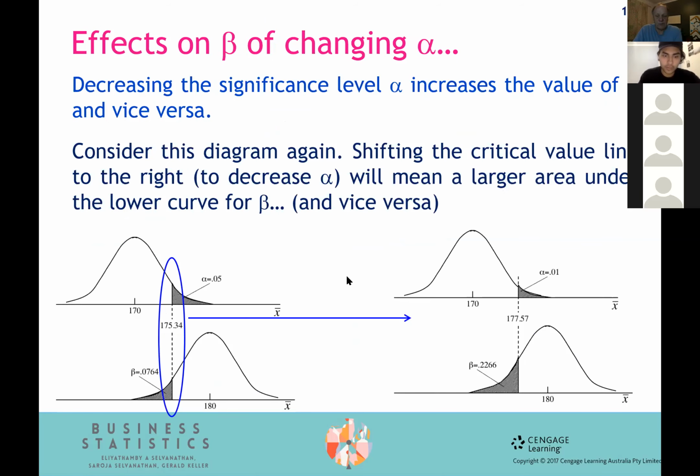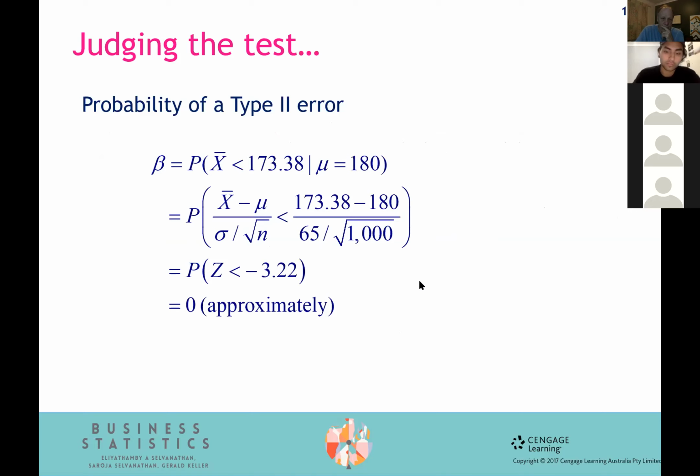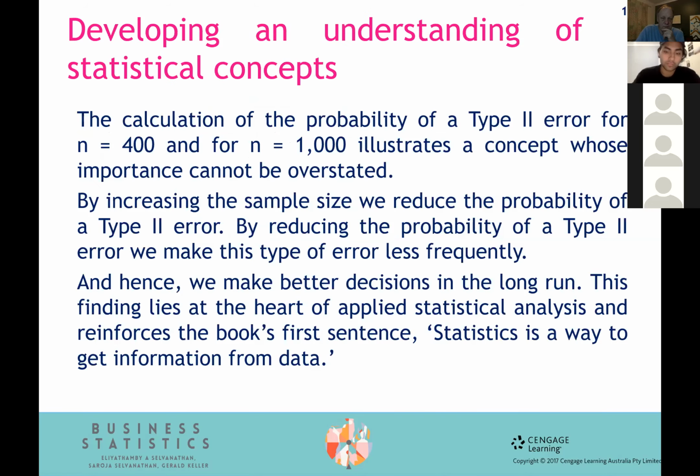Okay, I'm not going to focus on this much. You guys can go and read it. The statistical test is effectively defined by the significance level, alpha, and the sample size, both of which are selected by the statistician as a practitioner. Therefore, if the probability of a type 2 error is judged to be too large, we can reduce it by increasing alpha or decreasing the sample size. Okay, you don't have to worry about it too much. It's sort of interesting to take note.